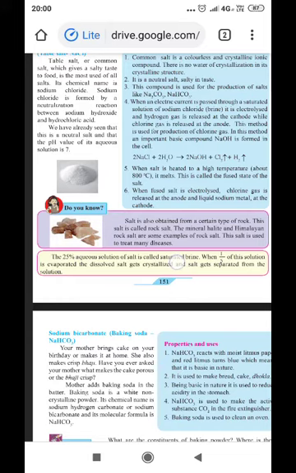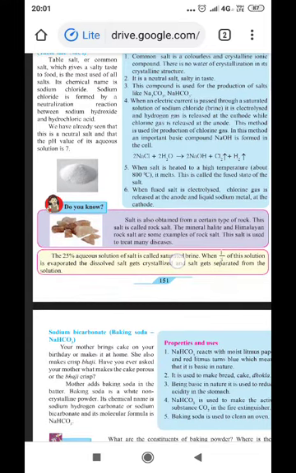When a salt is heated to a high temperature, about 800 degrees Celsius, it melts. This is called the fused state of the salt. The fused salt is electrolyzed. Chlorine gas is released at the anode and liquid sodium metal at the cathode. The 25% aqueous solution of salt is called saturated brine. When one-fifth of the solution is evaporated, the dissolved salt gets crystallized and is separated from the solution.